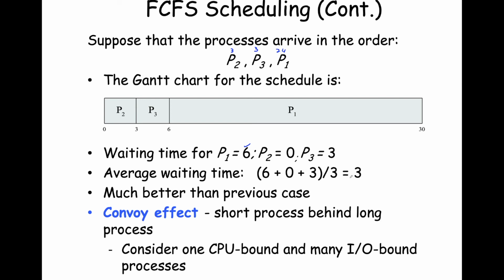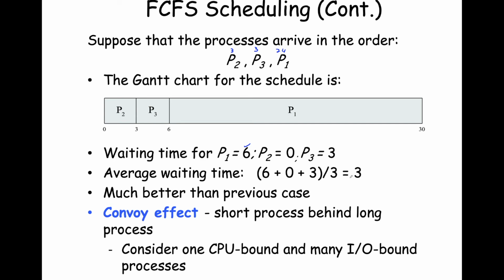If you have a short process that's behind a long process, that short process, because of its longer wait time waiting for that long process to complete, is going to end up skewing the average wait time. And so you're going to get the illusion of much poorer performance and responsiveness.